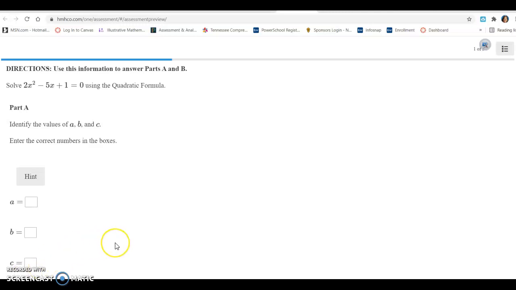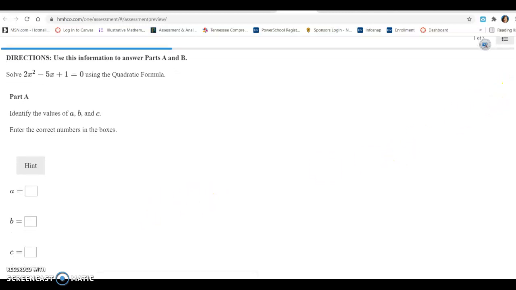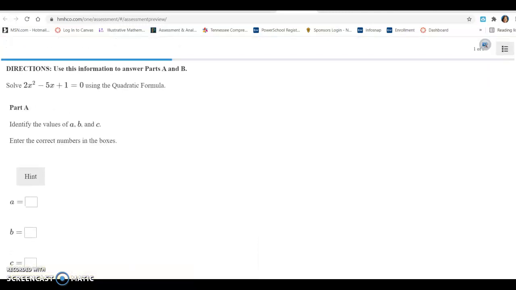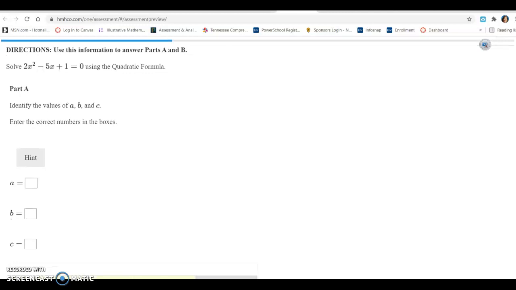Alright, so today we are still continuing on lesson 2.3. So this is the assignment, Do the Math. And we are still looking at quadratics. Okay, so for the first part, I went ahead and clicked Start.